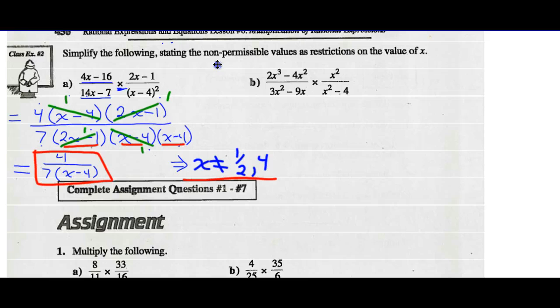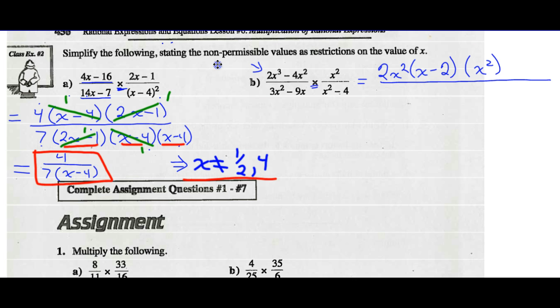So step 1 will always be to factor. In my numerator, first numerator, 2x cubed minus 4x squared, that's got a common factor of 2x squared. So 2x cubed divided by 2x squared is x. Negative 4x squared divided by 2x squared is a minus 2. And I'm multiplying, so I can multiply that by x squared.